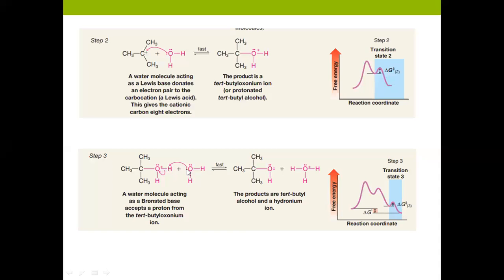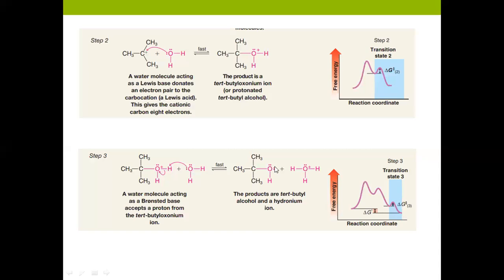So the lone pair will attract this hydrogen, and you will form your product, H2O and H, which is your hydronium ion with a positive charge. And the lone pair between oxygen and hydrogen will be drawn towards your oxygen.